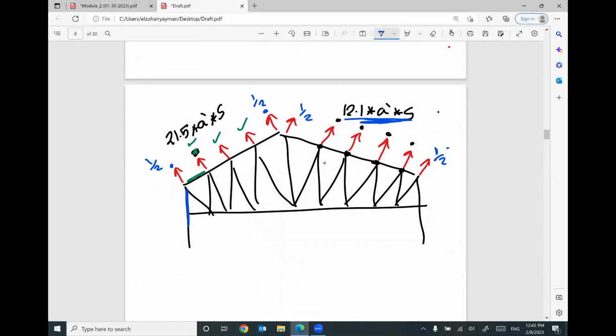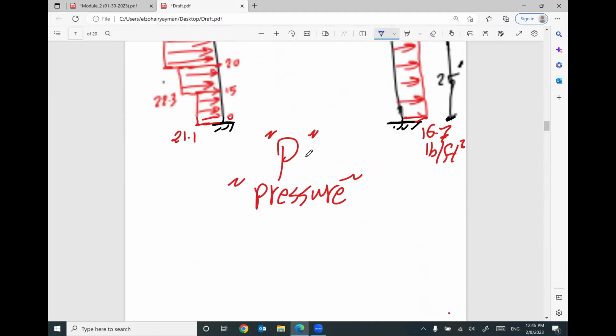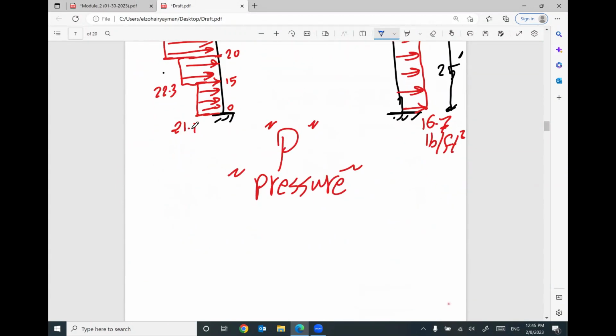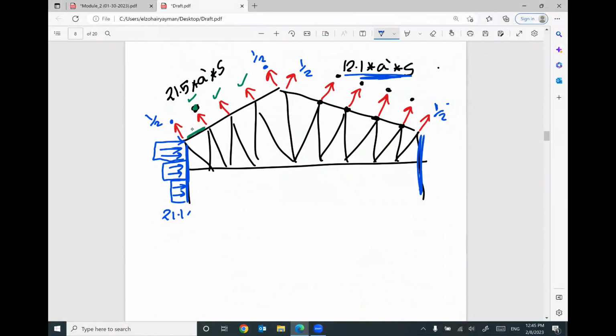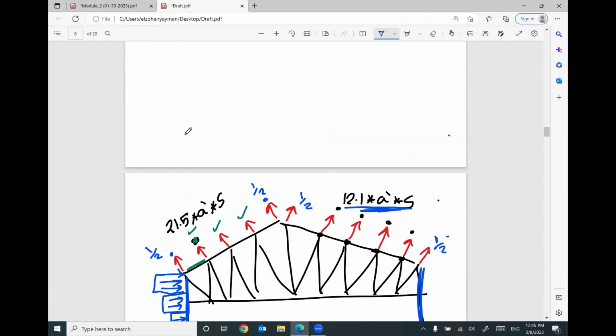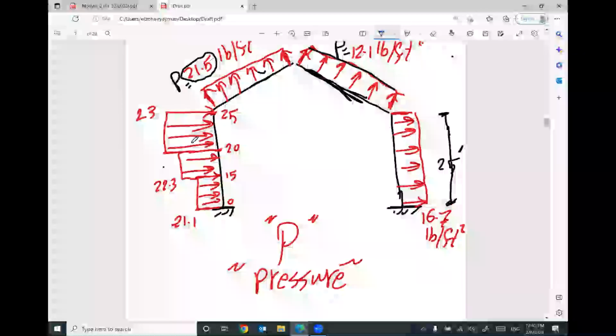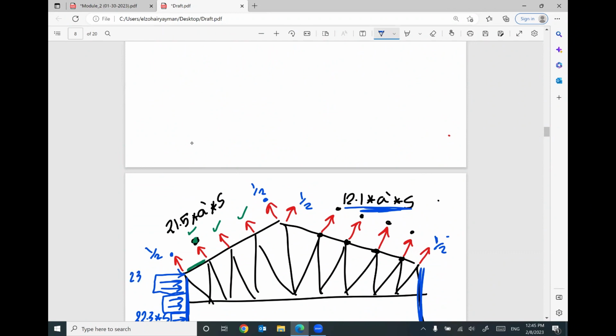Since we don't have truss here and we don't have truss here, this pressure will be converted as it is, uniform distributed load, but your value must be multiplied by S only. So 21.1 times S. The second one, 22.3 times S. The third value, 23 times S.